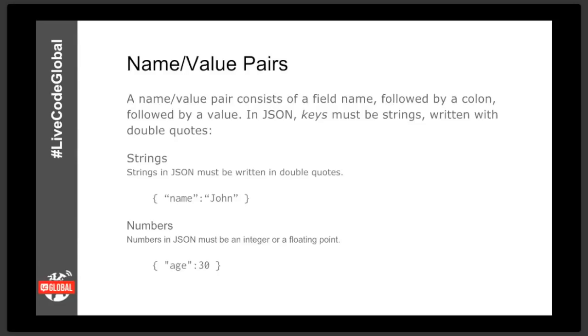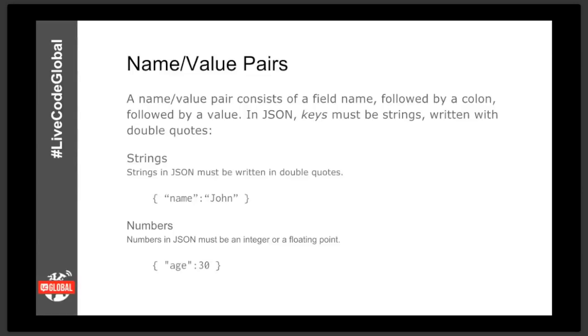So a name value pair consists of a field name or a label or a key followed by a colon and then a value. So the simplest one are strings. So you open the curly brackets to start your JSON object. You give the key or the name, so that's a string in quotes, and then a colon, and then the value is also a string in quotes. So for example, here we have name, colon, John, so that key value pair for somebody's name.